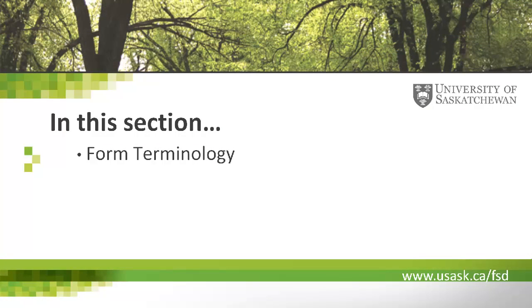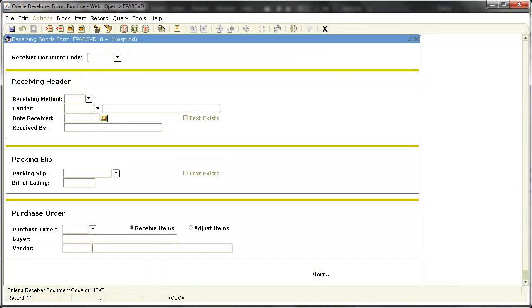In this section, we'll discuss form terminology. A form is a document in which you enter and look up information stored in your database. It visually organizes information so that it is easier to enter and to read. All UniFi Plus forms are made up of three components: blocks, fields, and records. There are two types of blocks, a key block and an information block.